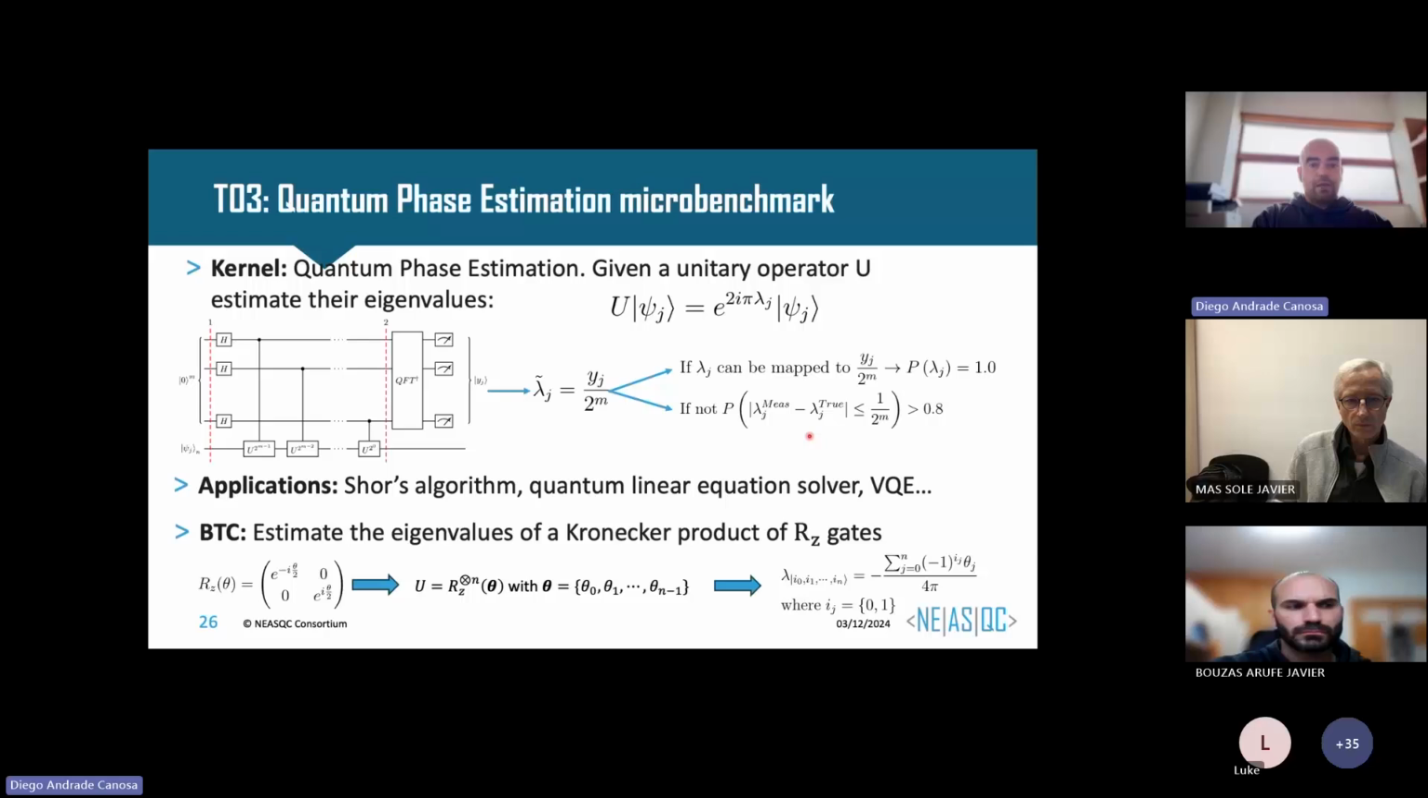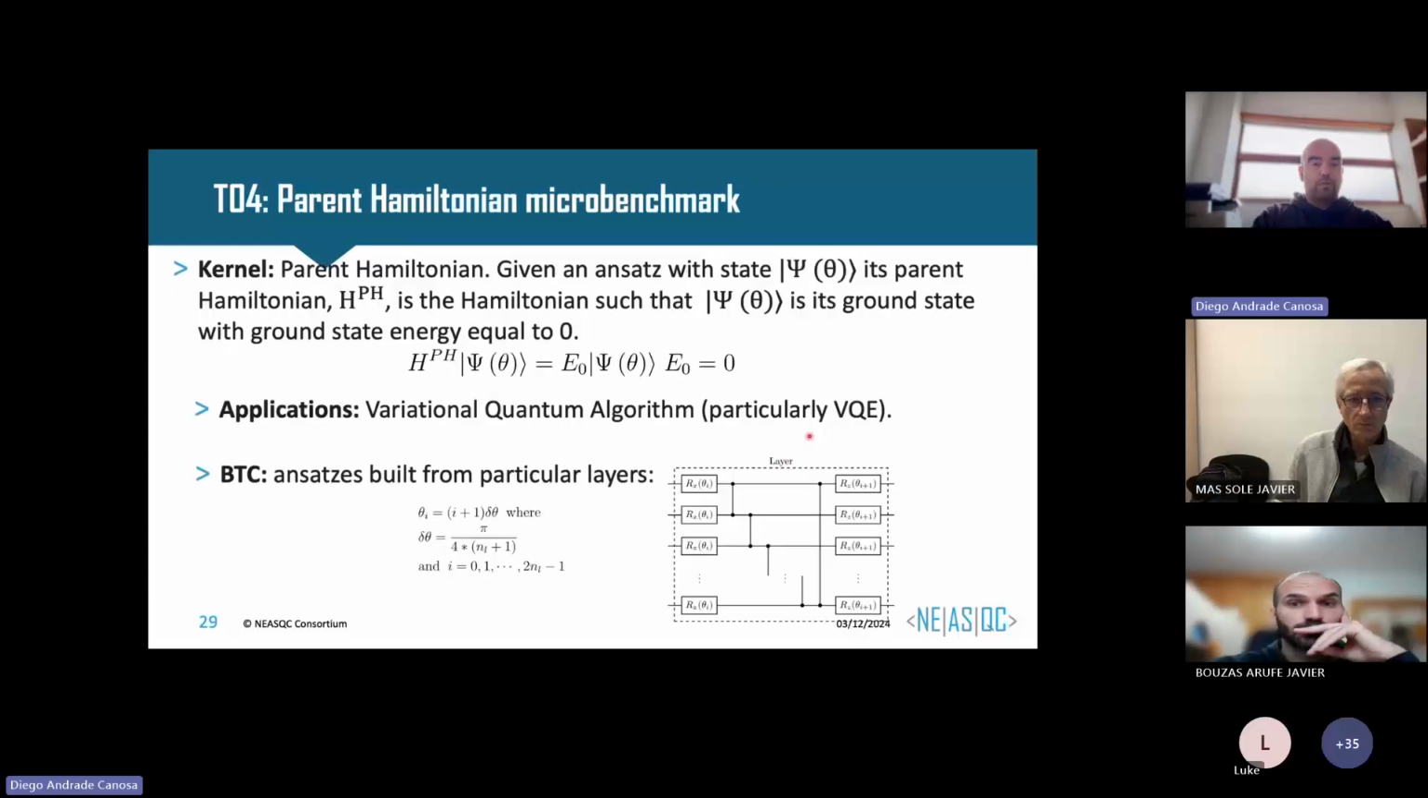Okay, so I'm going to skip this one, the quantum phase estimation, because I don't have time for everything, and I'm going to move forward to this case that I believe is more interesting, and is the parent Hamiltonian. The parent Hamiltonian, the kernel in this case, is that given an ansatz with a state psi of theta, we can calculate, or we can elaborate something called a parent Hamiltonian, such that its ground state is going to have energy equal to 0.